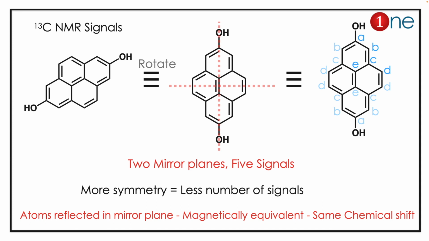More symmetry means fewer signals. The fact here is that the atoms reflected in the mirror plane will be magnetically equivalent and produce the same chemical shift. So if you look at it, the compound can have only 5 signals. Due to the two planes of symmetry, the compound will have only 5 signals.